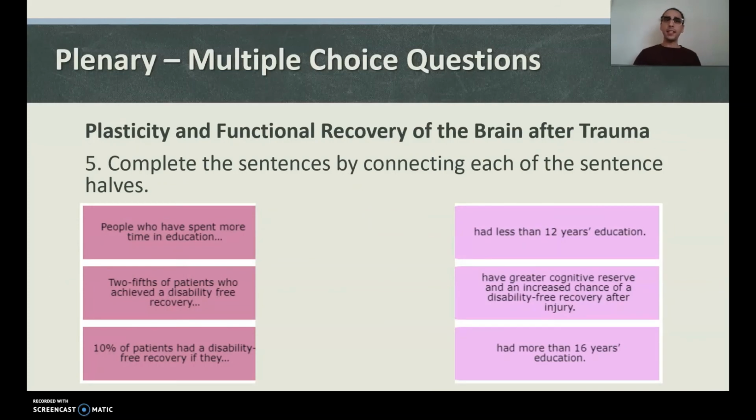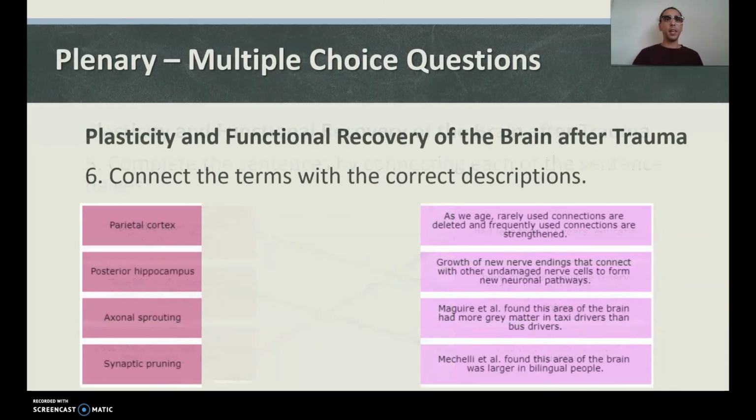Number 5. Complete the sentences by connecting each of the sentence halves. So, here are the sentences. People who have spent more time in education, 2/5 of patients who achieved a disability-free recovery, and 10% of patients had a disability-free recovery if they. And then the options are: had less than 12 years education, have greater cognitive reserve as an increased chance of a disability-free recovery after injury, and the last one, had more than 16 years education. Right, let's have a go. People who have spent more time in education have greater cognitive reserve, I'm going to go for. Yes. Second one, 2/5 of patients achieved a disability-free recovery, had more than 16 years education, and then 10% of patients had less than 10 years education. Done. Good.